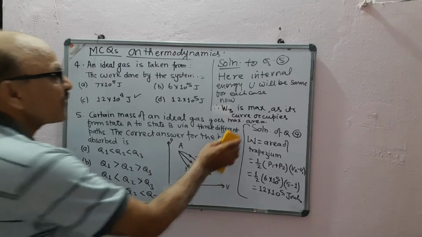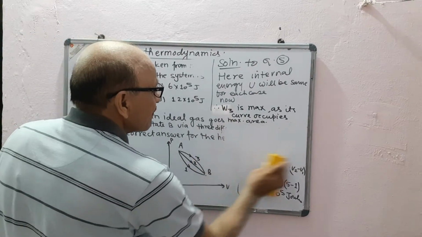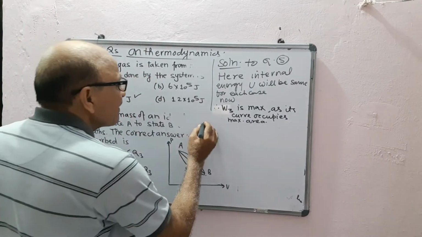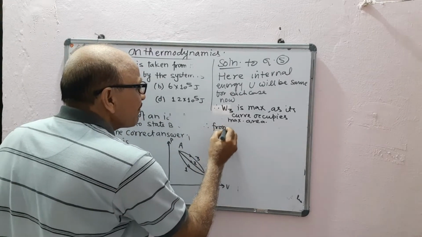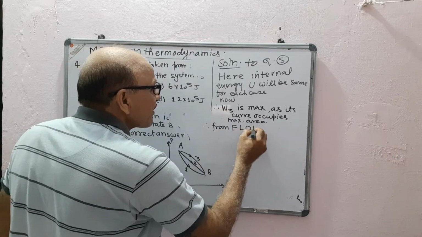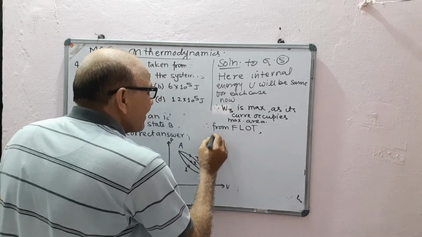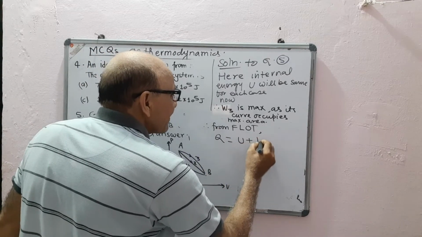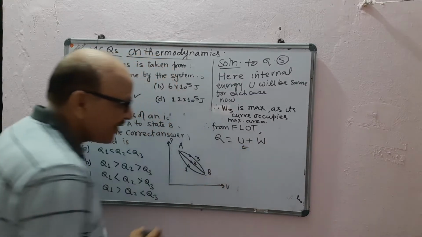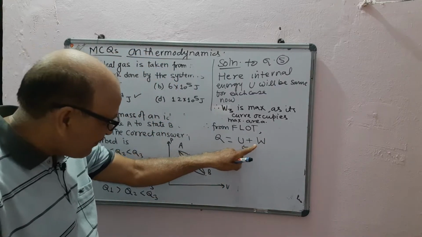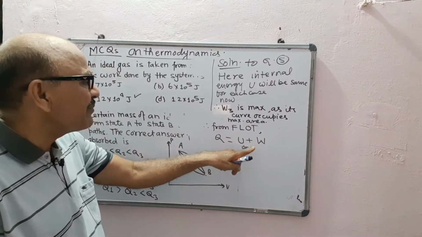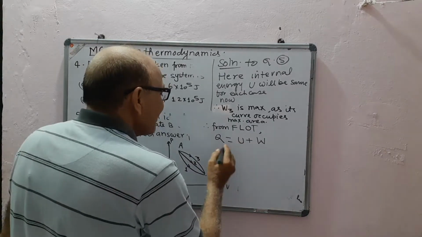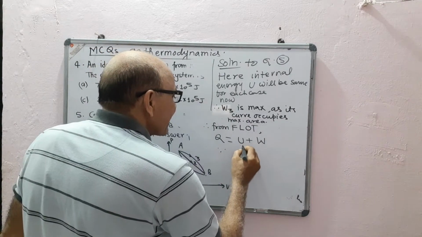Therefore, from the first law of thermodynamics, Q will be equal to U plus W. Here Q is the same for all. Therefore, the path for which W will be maximum, Q will be maximum.